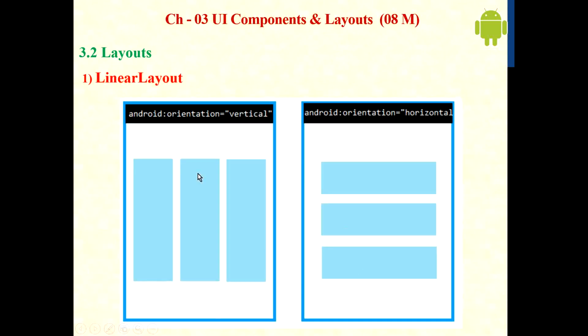Next we see an example of linear layout. If you take the orientation vertical, at that time components are displayed in one column: first, second, third. And if you take horizontal, then it displays like this. Okay, consider these are three buttons. If I take vertical, it displays on screen this way, and if I take horizontal, at that time it displays like this. Okay, so this is linear layout.